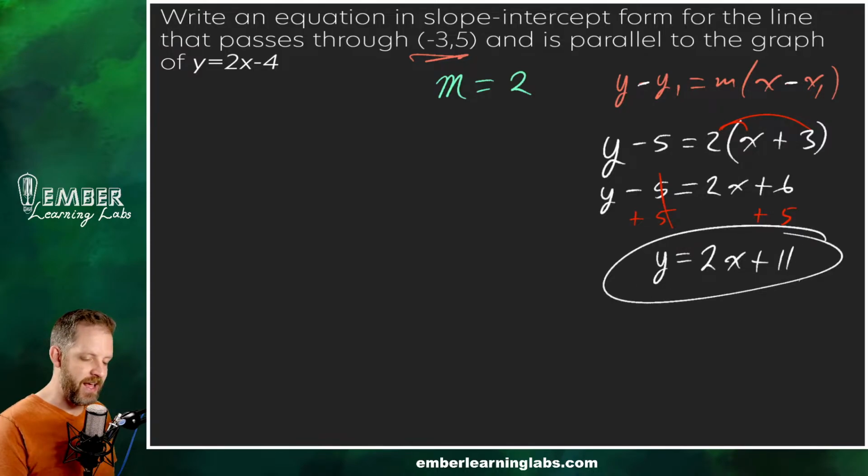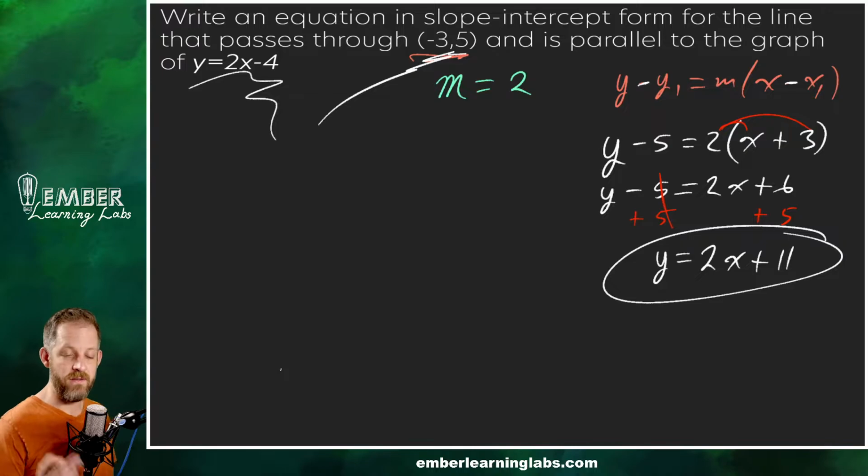This line is parallel to this other line, and it passes through this point. There we go.